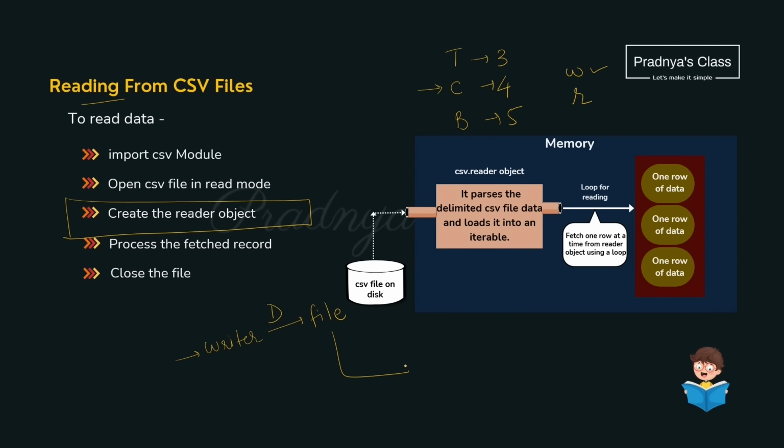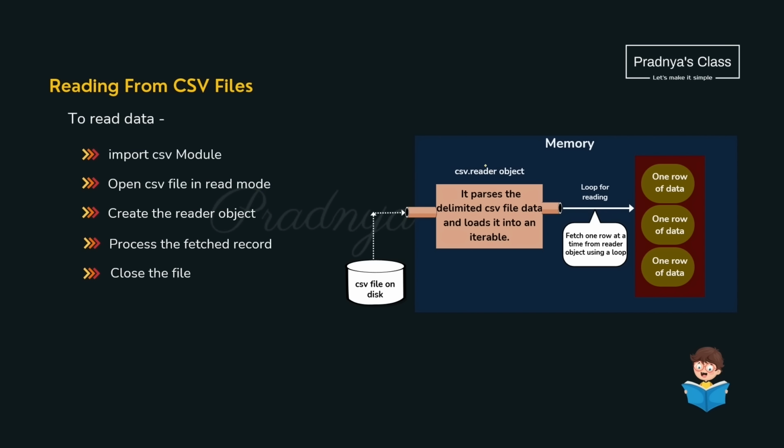In the same way, we need to read data from the file. So that job of reading data from the file, reader will do. It will fetch the data from the file and it will give in the form of iterable. Then you can iterate over it one by one and process it further. So look at the diagram. You can understand this easily from the diagram.